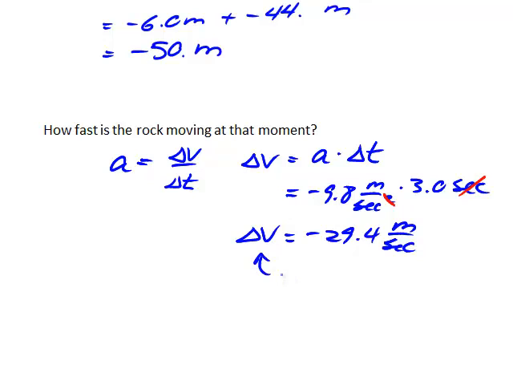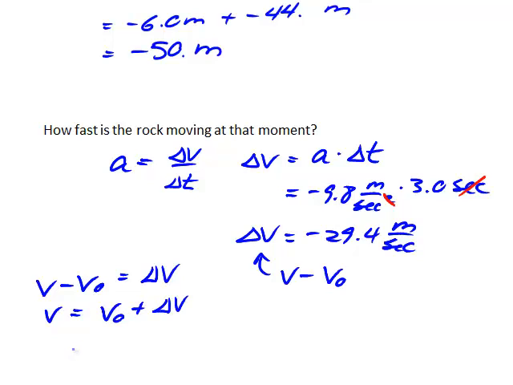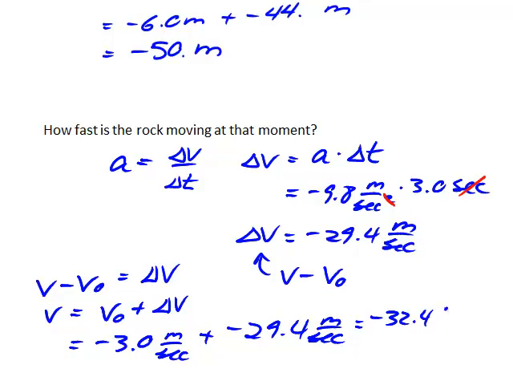Remember, a change in the velocity is the velocity at the moment we're interested in minus the initial velocity. So really what we have here is v minus v0 is equal to delta v. So v is equal to v0 plus delta v. And our v0 was negative 3.0 meters per second, plus negative 29.4 meters per second. So that gives us negative 32.4 meters per second.